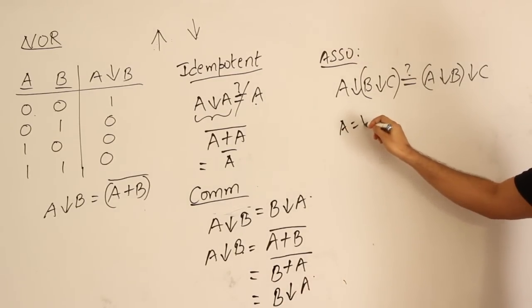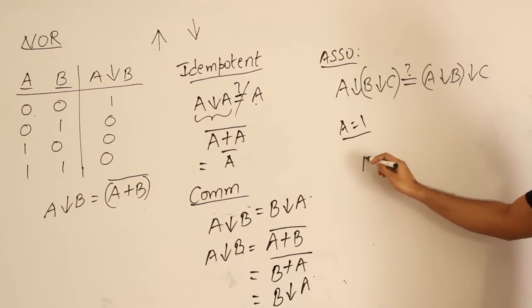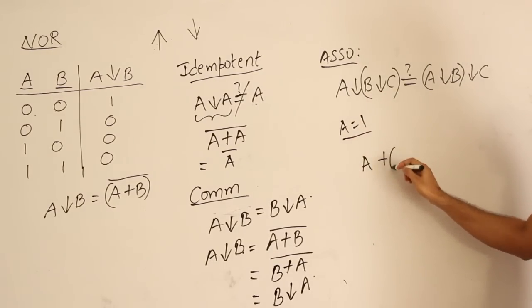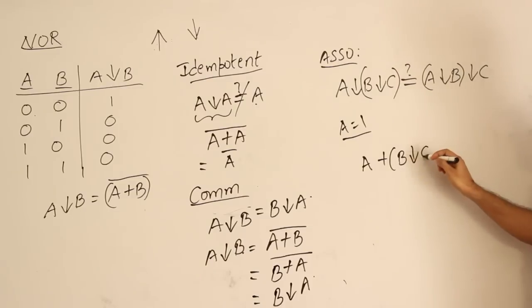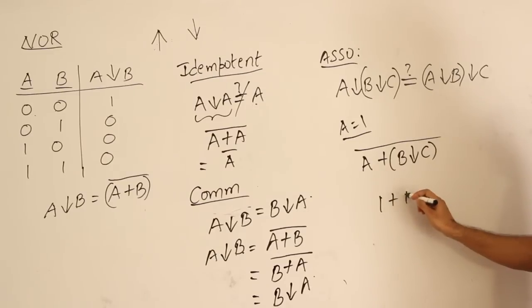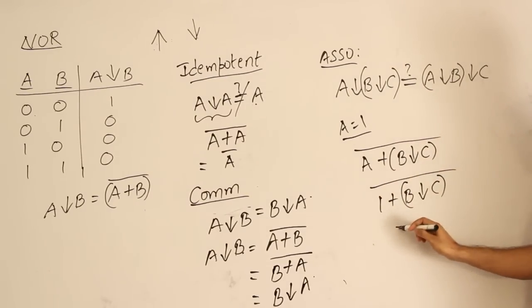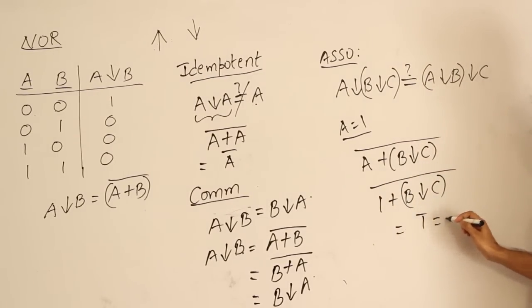If A equal to 1, then what happens? So what is the other way of writing it? (A plus (B NOR C)) whole complement. If I put A equal to 1, then it is nothing but (1 plus (B NOR C)) whole complement, which is nothing but 1 complement, which is 0. So the entire term turned out to be 0.